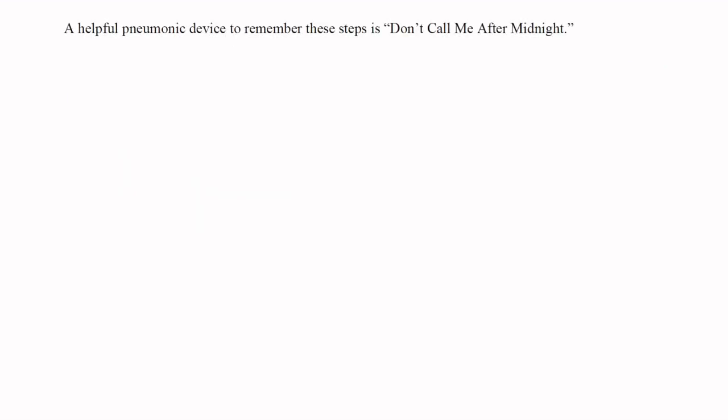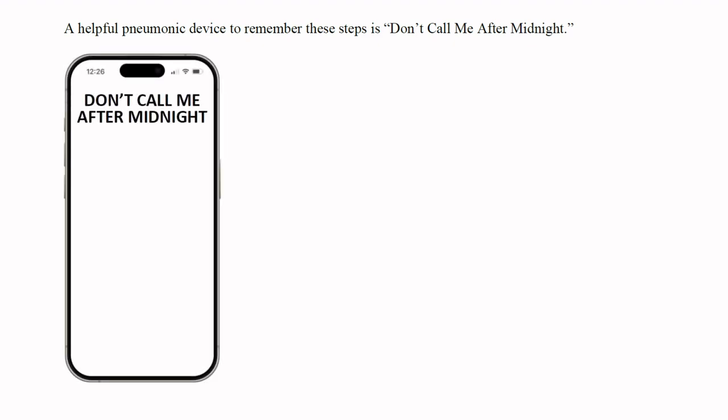Now that's a lot of steps, so it may be helpful to use a mnemonic device to remember these steps. And the mnemonic device that you can use is called "Don't Call Me After Midnight." The first letter of each word in that phrase is a step.